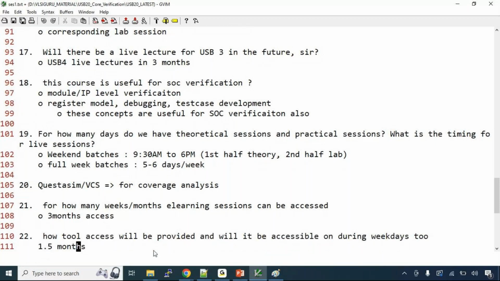I think 1 month is where we do the critical activity. 1 month, because the initial 1 to 2 weeks will be protocol only. 1 month and 24/7 access to the tool. Or we might extend it up to 1.5 months because we want to give you time to practice. And you can access it anytime during the week.